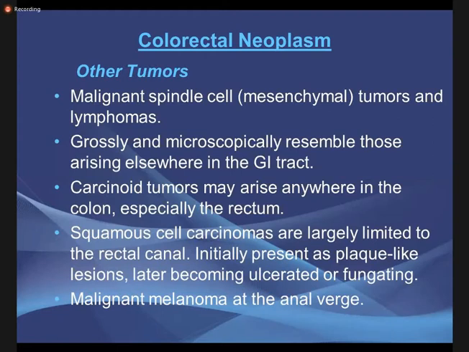So these are the different malignant tumors, of which the most common, accounting for 80%, is adenocarcinoma. But other mesenchymal tumors like GIST, gastrointestinal stromal tumors, and lymphomas are also present. Carcinoid tumors may also present here, along with squamous cell carcinoma and malignant melanoma. These are also the malignant tumors which may present in the colon. You should know the names of these, and adenocarcinoma in detail, their pathogenesis and their clinical features. These are important for these tumors.